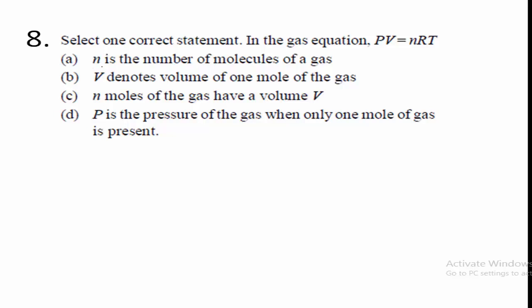So here option A, n is number of molecules of gas. n represents number of moles, and hence this is wrong. Option B, V denotes volume of 1 mole of gas. This is also wrong. If 1 mole of gas is taken, then the equation becomes PV is equal to RT. So this is also wrong. Then C, n moles of the gas have volume V. This is the right statement, because when the number of moles is n, the volume is V. Therefore the correct statement is given in option C. Therefore answer is also C.